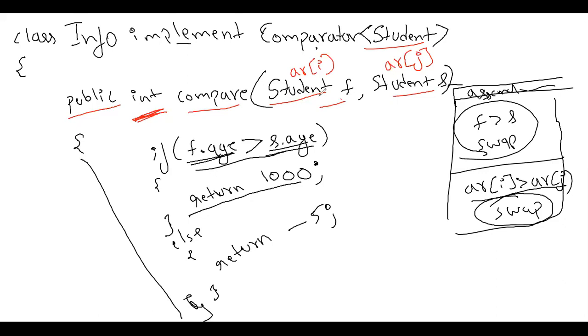Always the first object is given here and the second object is given here. And I have to say that if the first age is greater than the second age, only then I have to swap. And how do I swap? By returning a positive number, because the return type is int. I hope you have understood it till here. If you have understood, take a screenshot and comment whether you have understood or not. Everything else depends upon your practice. You have to keep on practicing these kinds of programs.